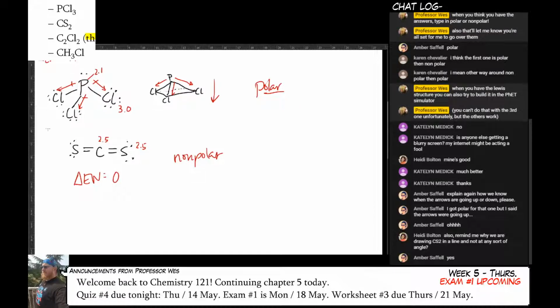So why are we drawing CS2 as a line? That is from earlier in chapter 5. Let me erase this to get it out of the way. To draw the geometry of the molecule correctly, we would count its electron groups. There are 2 electron groups. And so its VSEPR geometry would be linear.